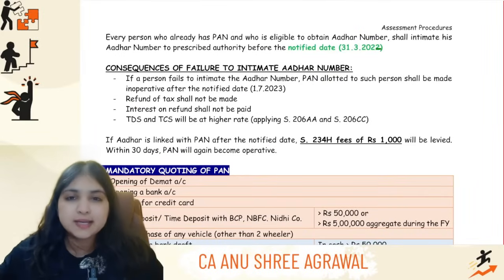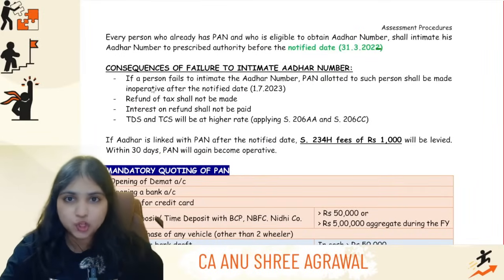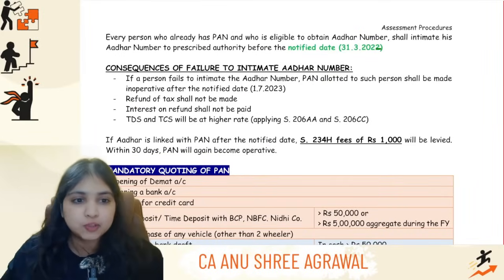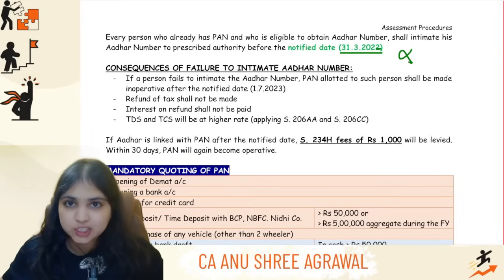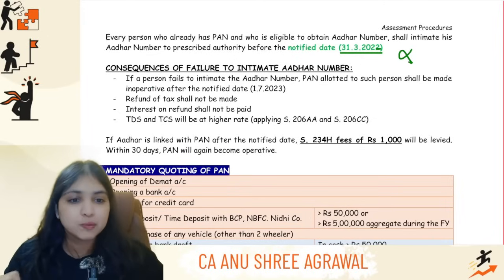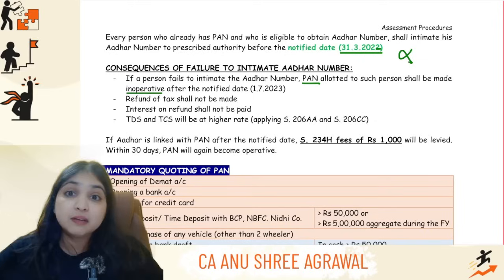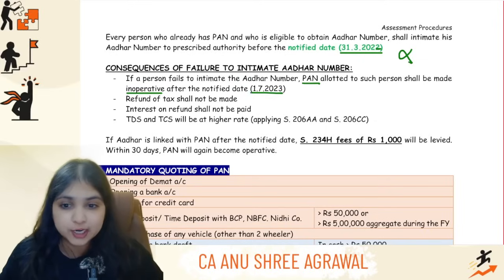Okay. Now see, the next concept is interlinking PAN with your Aadhaar. You have to interlink your PAN with your Aadhaar by 31st March 2022. If you don't interlink by 31st March 2022, then 4 things will happen. Number 1, your PAN will become inoperative. But when will the PAN become inoperative? Only on 1st July 2023.